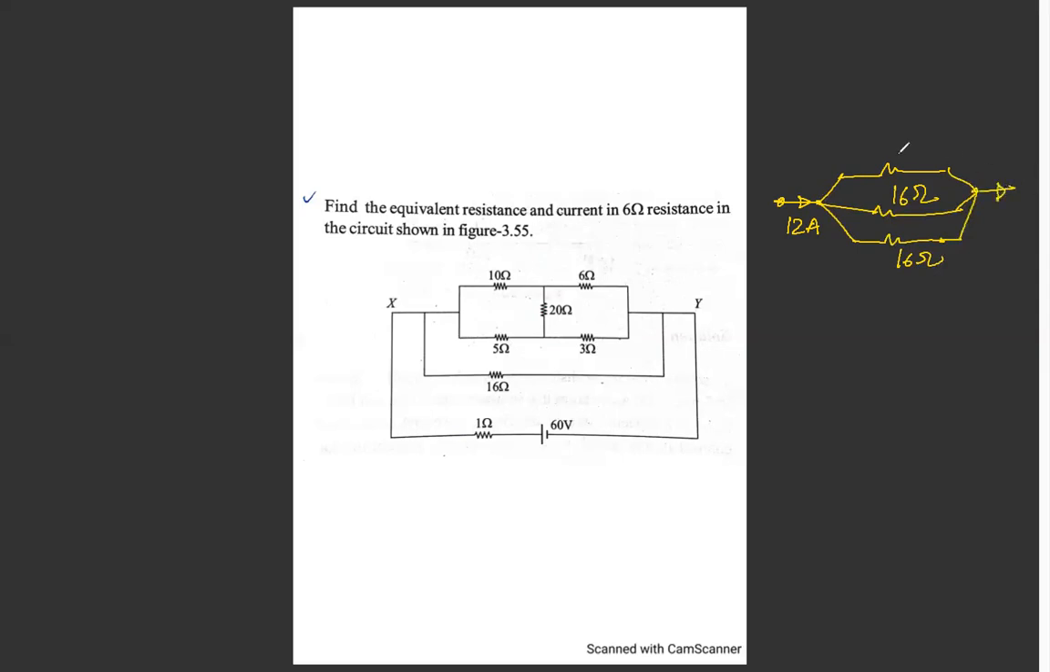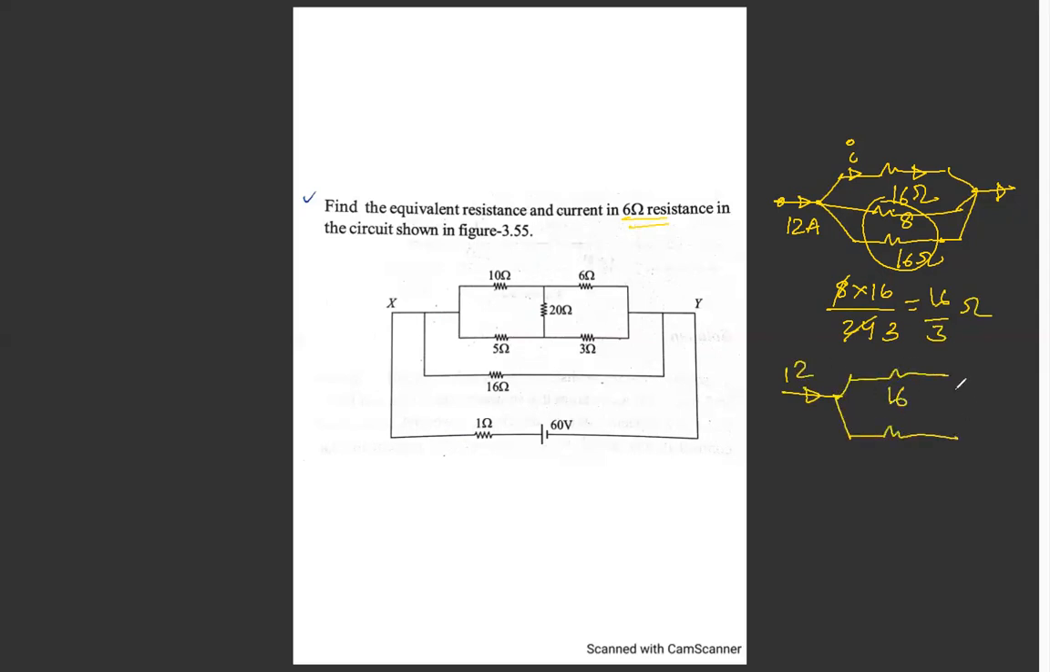We are required to find out how much amount of current is flowing through this branch, because as we know the 16 is coming out of 10 plus 6. So we are required to find out the 6 ohm resistance. That means we are required to find out this amount of current. So let's do one thing. Let's make these two parallel with each other. If we make them parallel, then 8 into 16 by 24, that is 16 by 3 ohm.